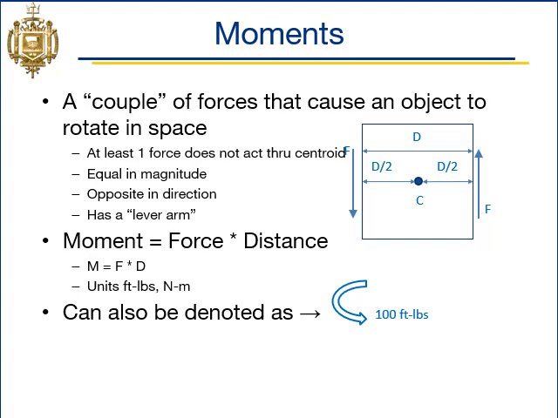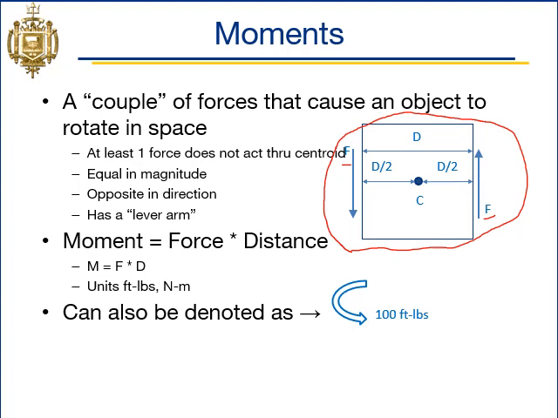Because a moment is a force that's acting essentially over a distance. And typically we have what's called a couple of forces that cause an object to rotate in space. So we've got this box here. This box is our object, and then we've got two forces, a couple of forces right there, and one is going up on the right side, and one's going down on the left side. And those couple of forces are going to cause that object to rotate in space.